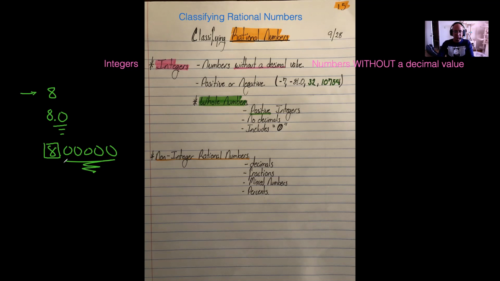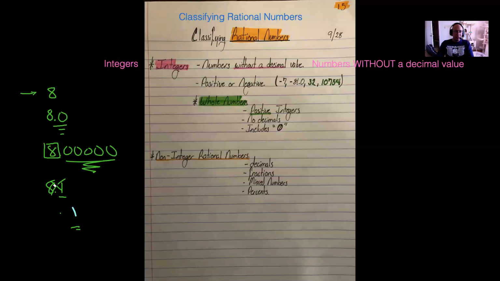Now, if it was 8.1, now it does have a decimal value, so that would not be an integer. 8.009, again, it has a decimal value, so therefore that would not be an integer either. So integers are rational numbers that do not have a decimal value. So a number without a decimal. A number without a decimal value.